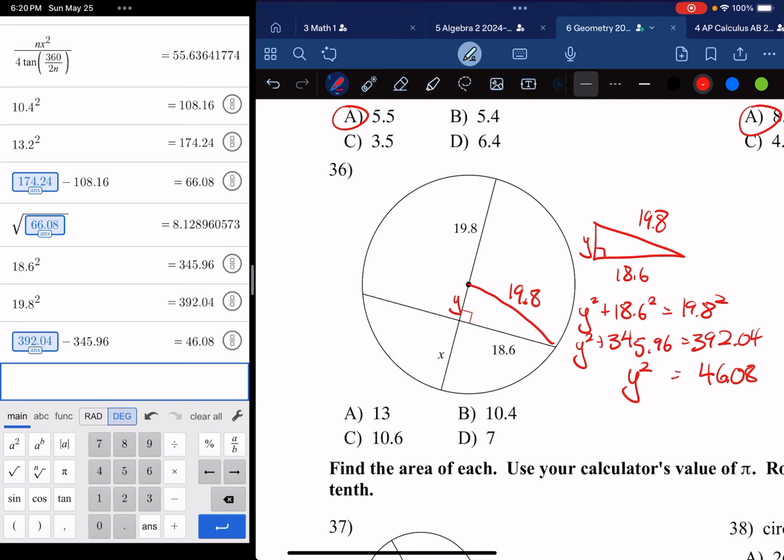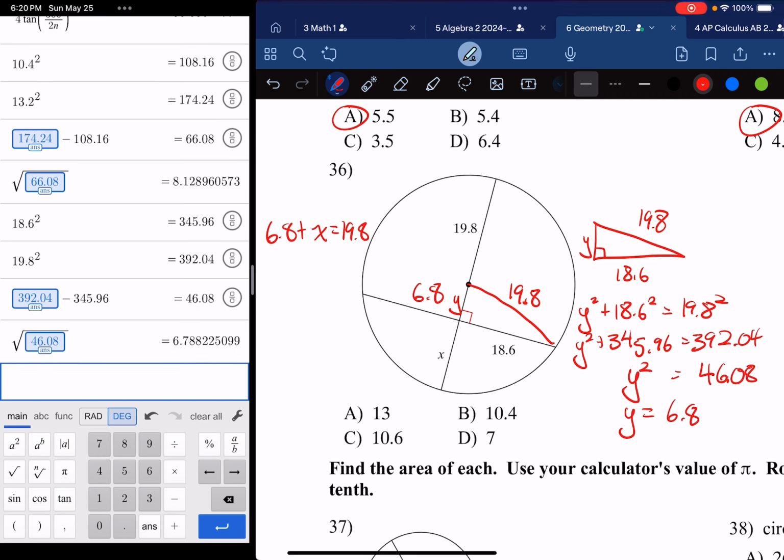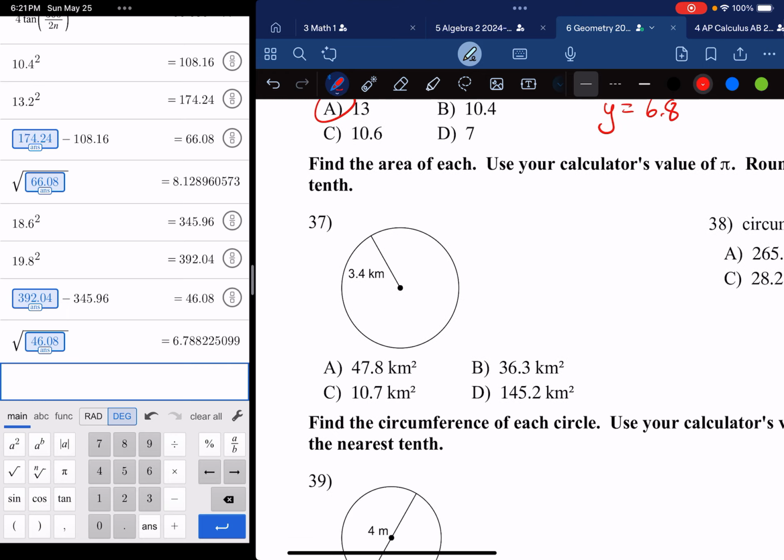That's going to be your y squared. And then if I get y by itself by square rooting, I'll take the square root of my answer, and I'm going to get 6.8-ish. So if I know that this length is 6.8, I know that these two added together add up to 19.8. So I can say that my 6.8 plus my x add up to 19.8. I can just subtract 6.8 from 19.8. So when I subtract my 0.8s, they're gone. 19 minus 6 is 13. Correct answer here is 13.